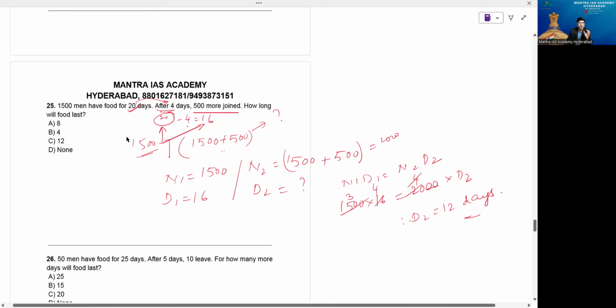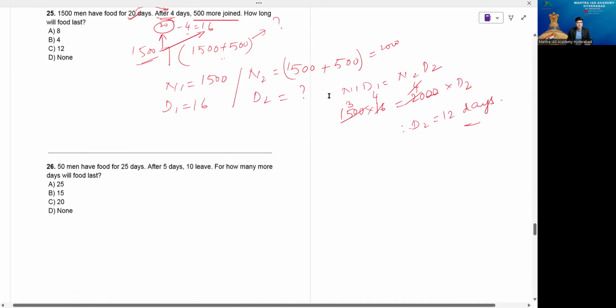Now, whenever you find 'after some days' in this application, better subtract. In the same way, next example: 50 men have food for 25 days. After 5 days means what? We'll subtract 5 from 25. By that you get 20 on the left side, so D1 is 20. And 10 leave, the people went out. So 50 minus 10 is 40. For how many more days will the food last?